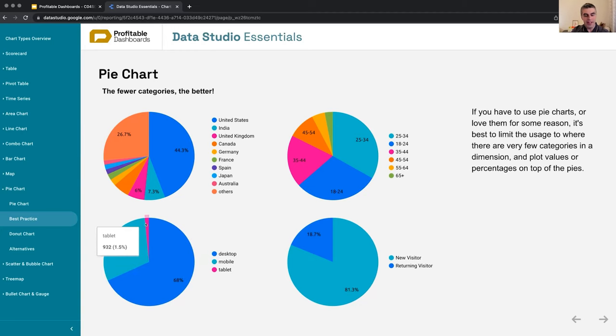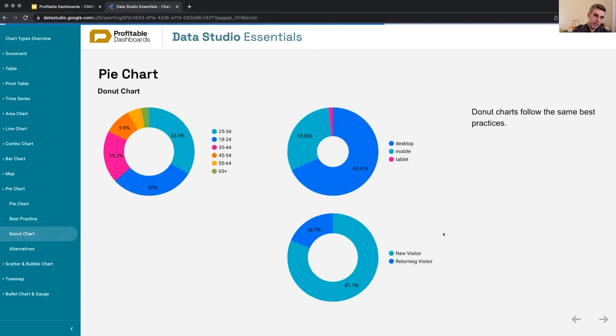It's still bad. And whenever you have just two categories, male versus female, new versus returning visitor, true versus false, things like that, then it might be one of the only viable and okay ways of using a pie chart, despite it's still not the best use of real estate on your report. If you want to use them, if you have to use them, if you love to use them, please stick to two, maximum three values in a pie chart.